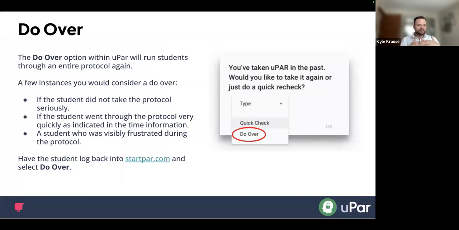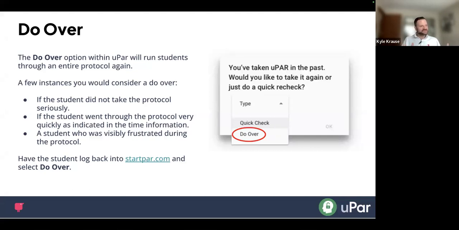So there are a few instances you might consider. If that student did not take the protocol seriously, as indicated by that time, we probably want them to do over that protocol to get a better data sample for them. If the student went through the protocol very quickly, or if the student was visibly frustrated during the protocol, that would probably be a time to select the do-over. I've had teachers do do-overs at the end of the year, as a final, full uPar analysis, if you also want to get that independent score.